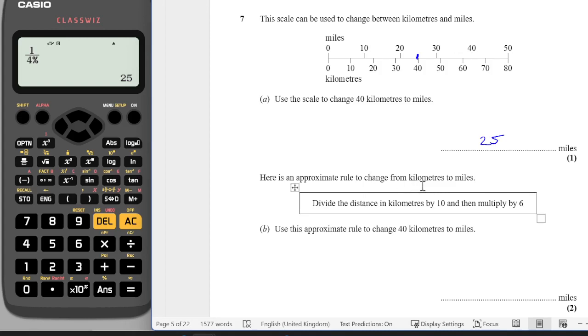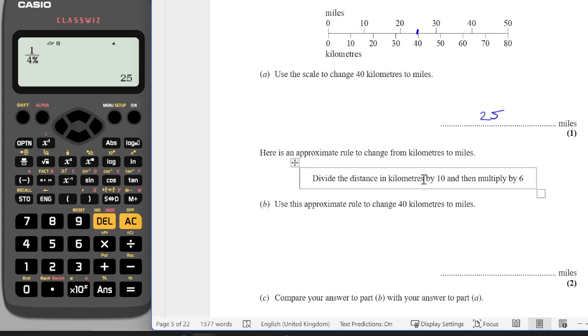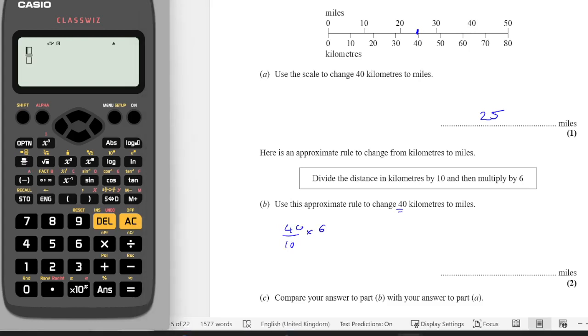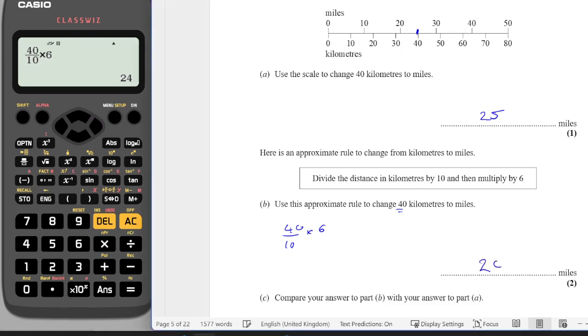Here is the approximate rule to change kilometres to miles. Divide the distance in kilometres by 10 and then multiply by 6. Use this approximation to change 40 kilometres into miles. So I'm doing 40 divided by 10 times by 6. I don't really need to do any stages to show, so I'll type it into my calculator. So 24. So it's very close.